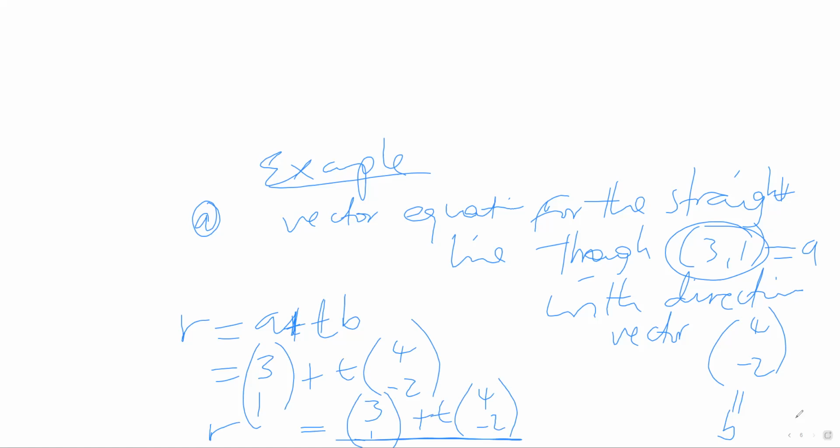What if they have not given us the direction vector and the other information we need to have? So there's this question which says: find the vector equation.